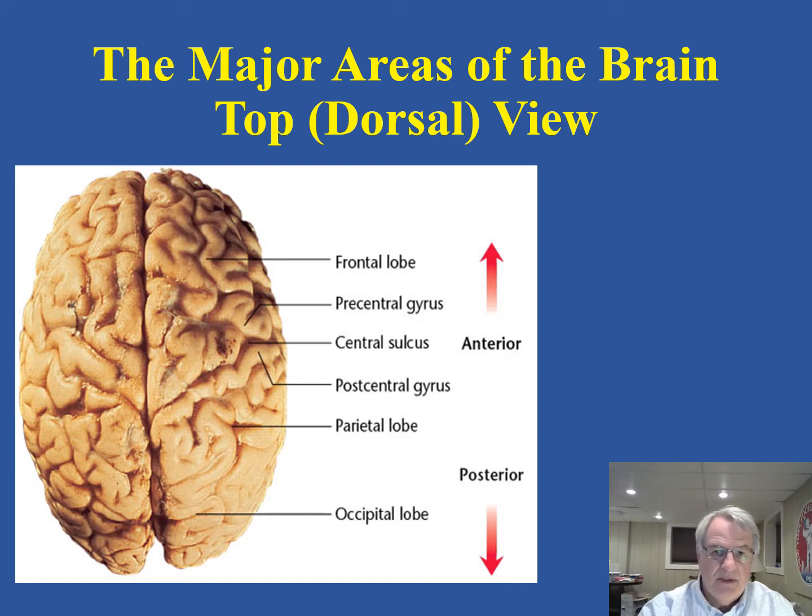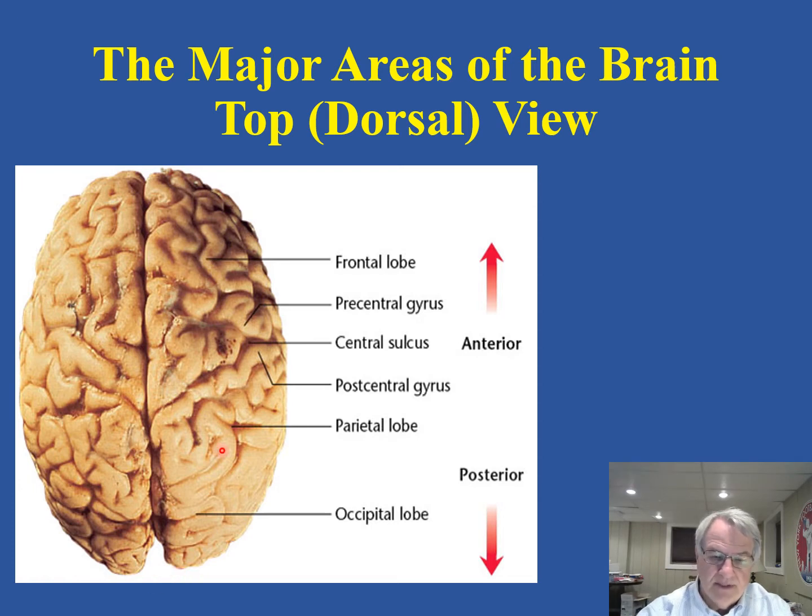And what you see here is what is called the dorsal view of the brain. In other words, we're viewing the brain from the top, looking down on the brain. This is a view that we call the dorsal view. Here's the front of the brain right here. Here's the back of the brain right here. We call this anterior. This is posterior.